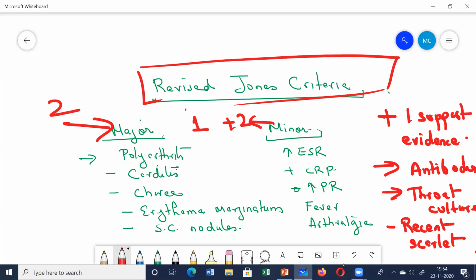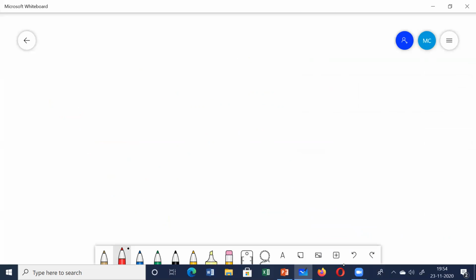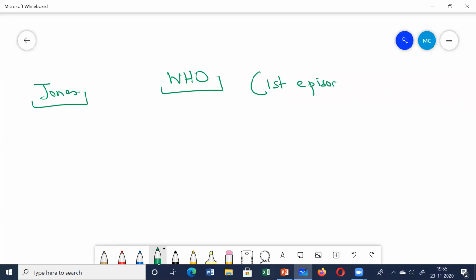Next, come to the WHO criteria. There is the Jones criteria and there is another one, the WHO criteria. Remember, the Jones criteria is mainly used for the first episode, when the patient is initially affected with rheumatic fever. The WHO criteria we can use both for the first episode and for recurrent episodes, because often patients who develop acute rheumatic fever can get recurrent episodes of rheumatic fever. So for both first and recurrent episodes, you can use it.